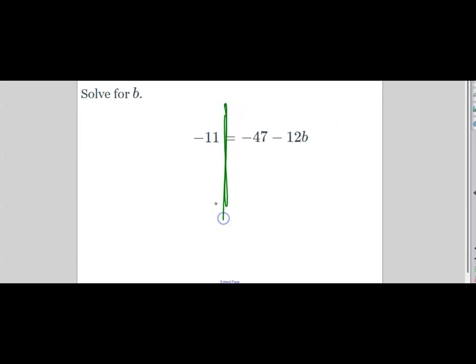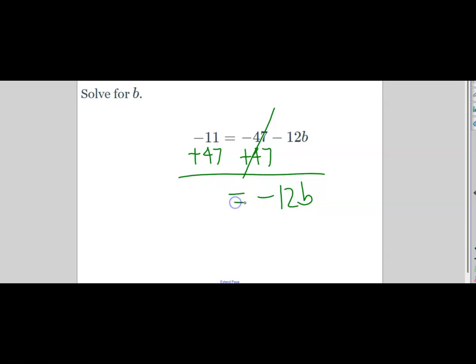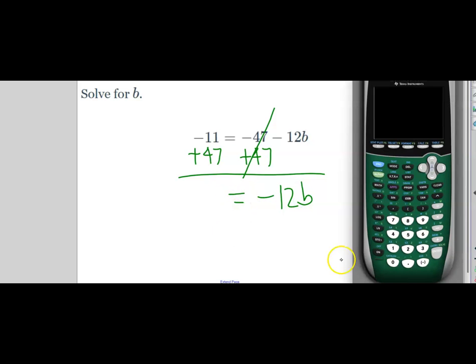Again, separate your sides. Notice which term needs to come over. So I want the numbers to be on the same side. So I'm going to do the opposite of minus or negative 47, which is plus 47 on both sides. Now the reason I did that inverse is because additive inverses add to 0, leaving us with just negative 12b on the right. Pick up your calculator and type this math if you need to.